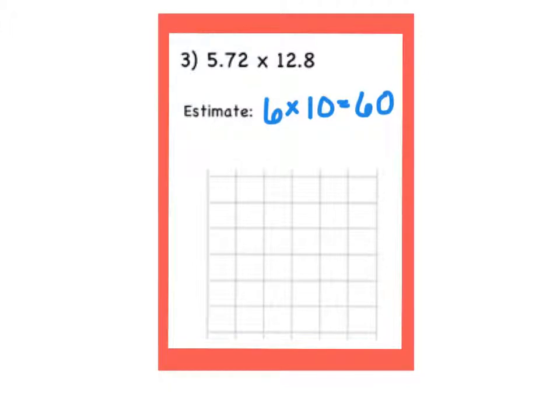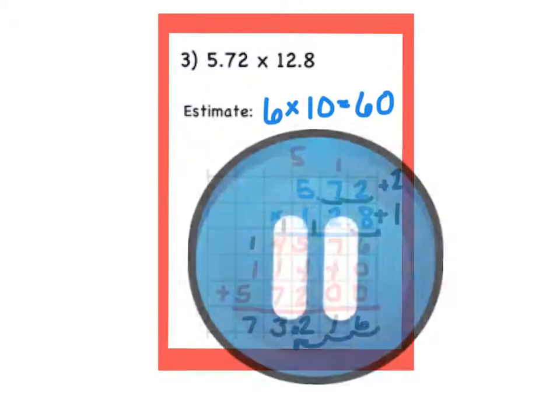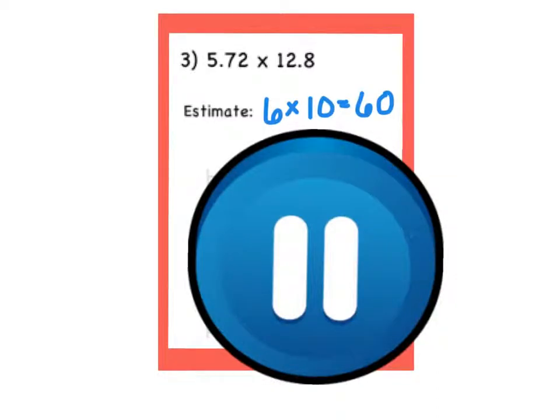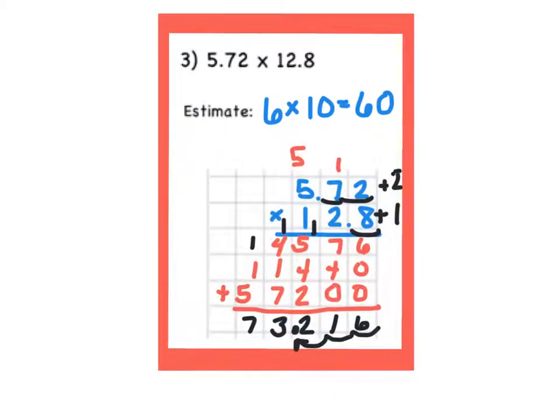Did you get an estimate of 60? If you did, go ahead and continue. Pause the video as you solve the rest of the problem. Did you get the same answer of 73 and 216 thousandths? All right, let's continue.